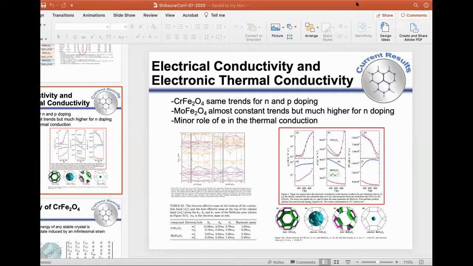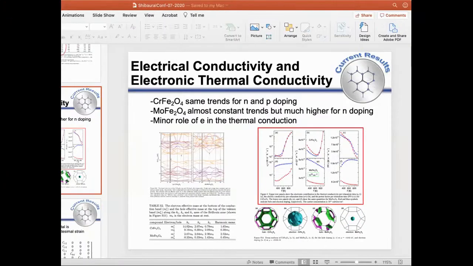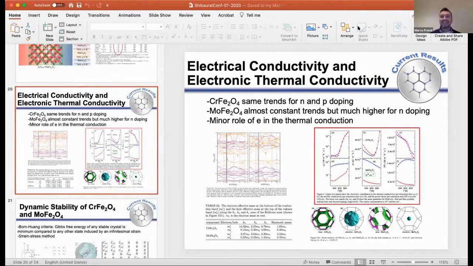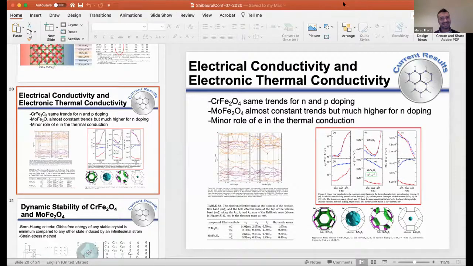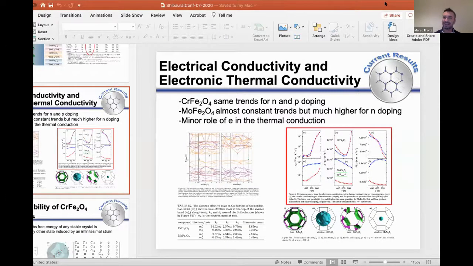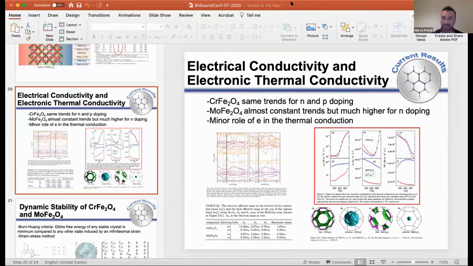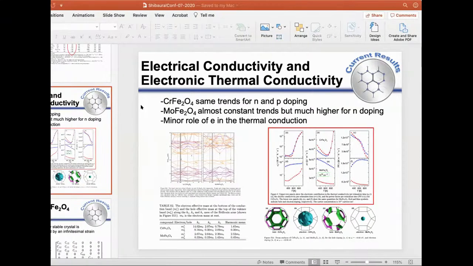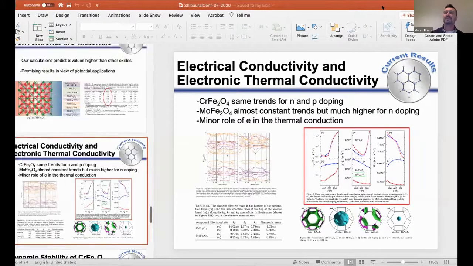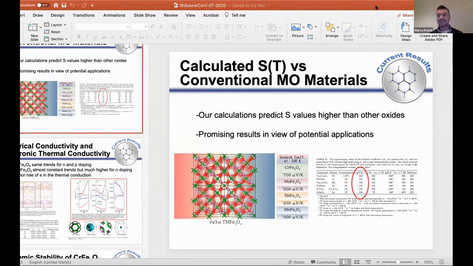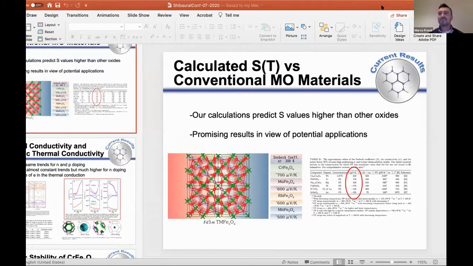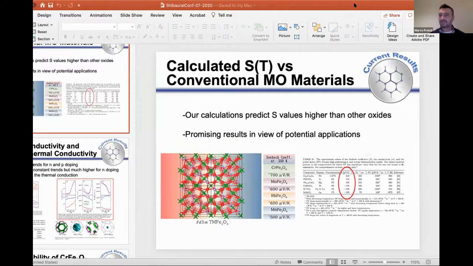Then how promising are these spinel type oxides? Well, I don't have a survey or a direct comparison with the literature. But the weak point of metal oxides is the Seebeck coefficient, so we focused mainly on the Seebeck coefficient. We found that the Seebeck coefficient of a couple of structures is higher than conventional metal oxides used in thermoelectrics. This is what we focused on mainly.